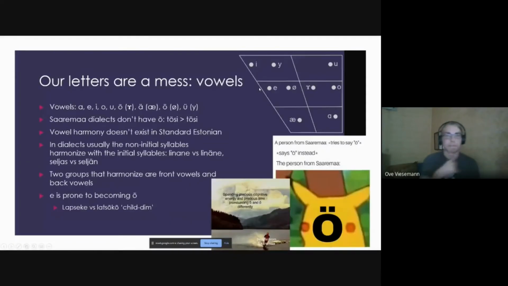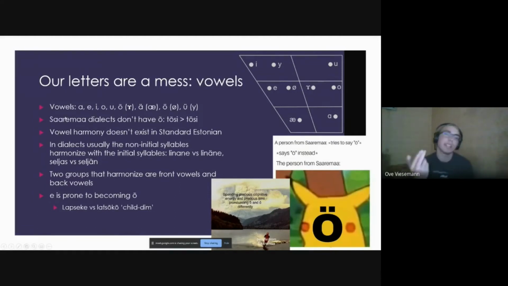Anyway, let's move on. Our letters are a mess. Vowels. The vowels are A, E, I, O, U, Ä, Ö, and Ü. E is here, U is here, A is in the middle of this box, then U, O, and our Õ, which is written like this, but it is a back vowel. Then our Õ can be anywhere on this line here, from middle to back, middle high.